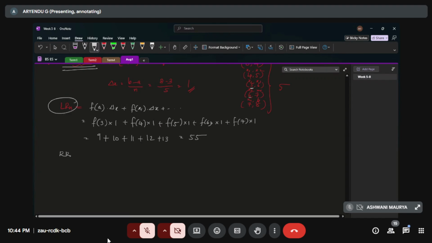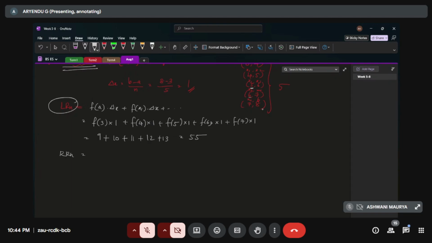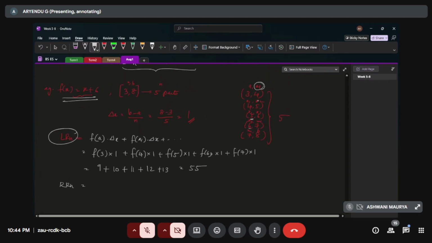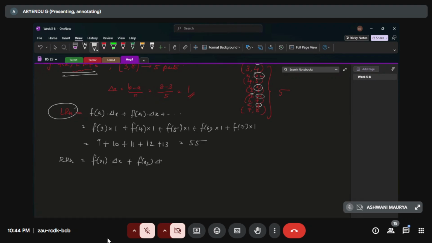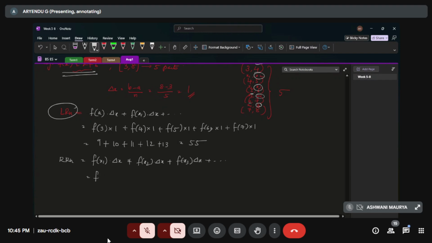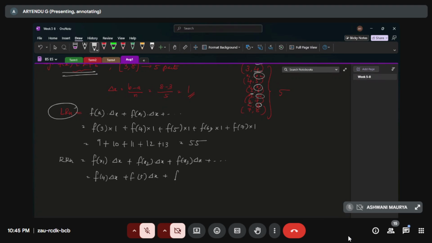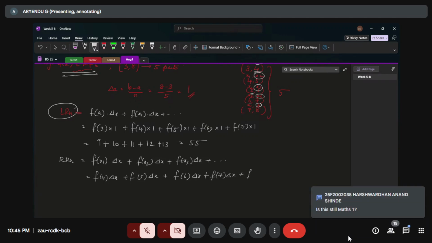And similarly, we have to calculate the right Riemann sum, for which we have to take, as I said earlier, the last one, which is x1, x2, x3, x4, and b. Similarly, we take the right Riemann sum. So for that, we will start with f of x1 into delta x plus f of x2 into delta x plus f of x3 into delta x, and so on. So here the values will be f of 4 into delta x plus f of 5 into delta x plus f of 6 into delta x plus f of 7 into delta x plus f of 8 into delta x. This 8 is the value b.